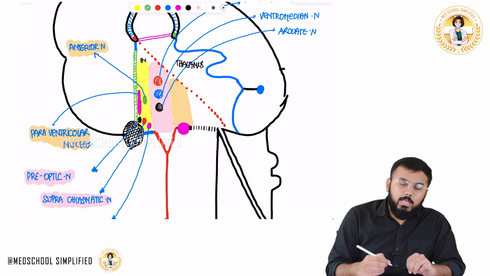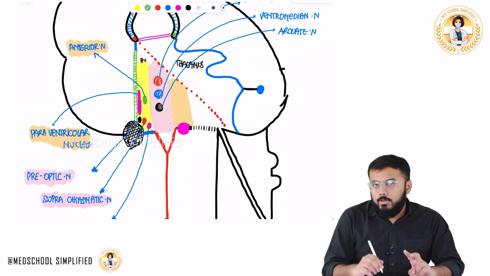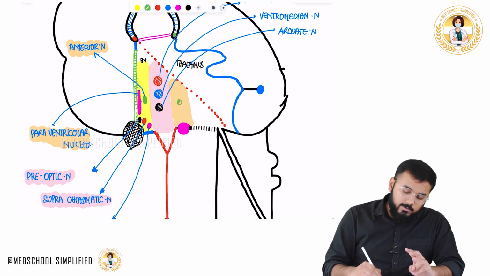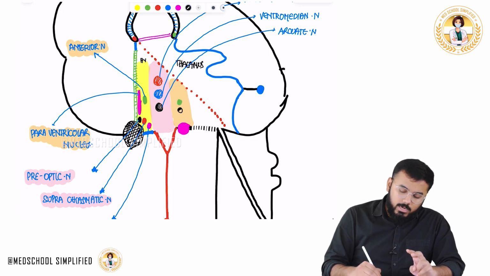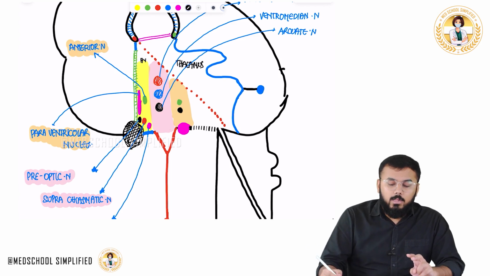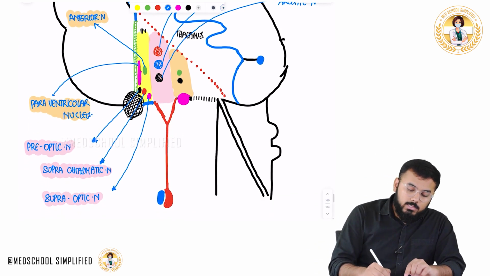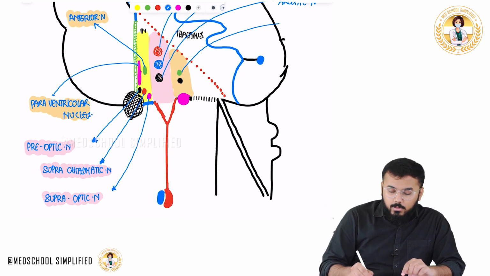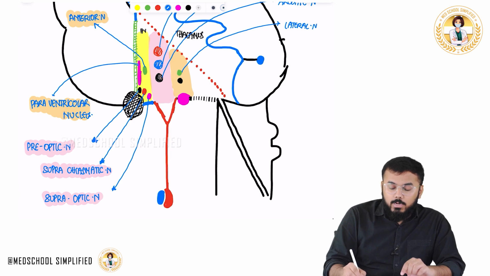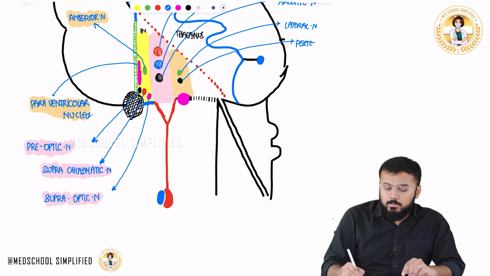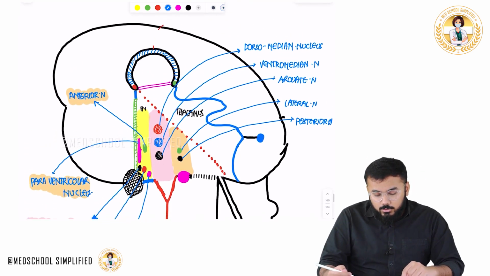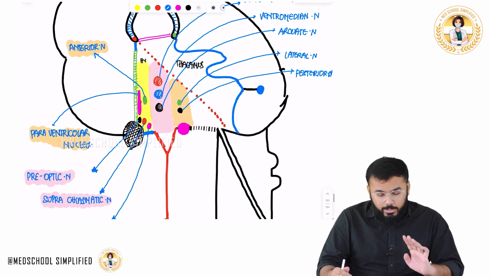Now how many nuclei are there in the posterior zone? We have got only 2 nuclei. See here, this is one nucleus over here, and just beneath that we have got another nucleus. There are 2 nuclei. What are those 2 nuclei? One is called the lateral nucleus. So this nucleus over here is called the lateral nucleus, and this black nucleus over here is called your posterior nucleus. Posterior nucleus. Okay. So these are the nuclei which are located over here.